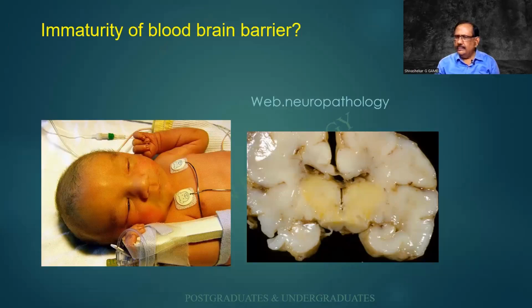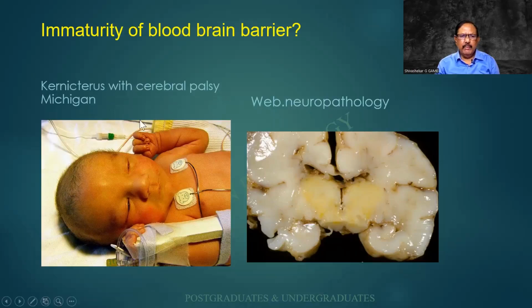Now, what is this picture? I'm finding a child, obviously again the same story of the yellowish tinge is there, and it is being kept on a warmer as such. Some kind of phototherapy is being given, and incidentally this is another picture showing what kind of damage can occur in the brain. Your diagnosis? Rats with cerebral palsy. Thanks to Michigan.